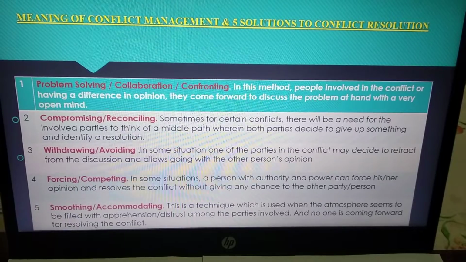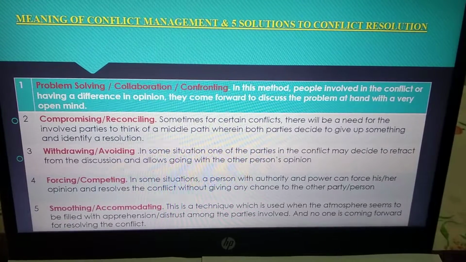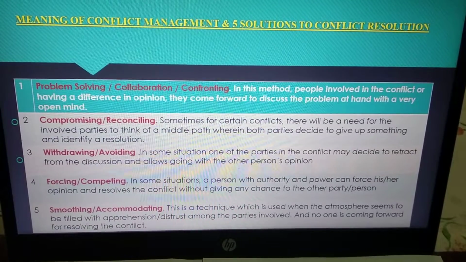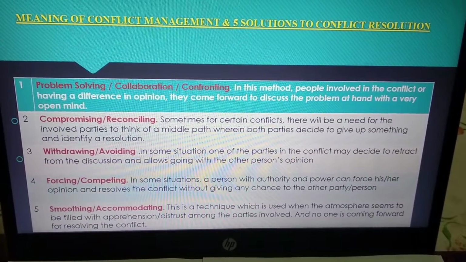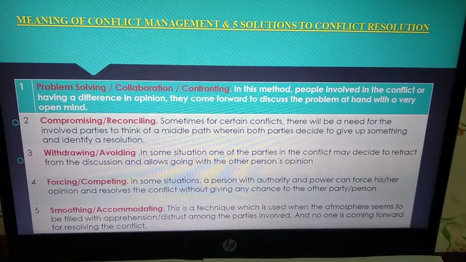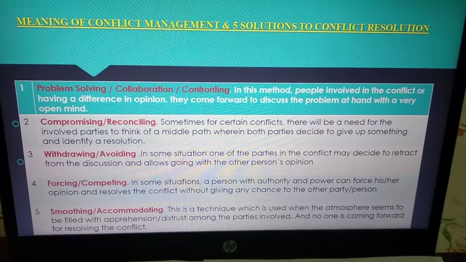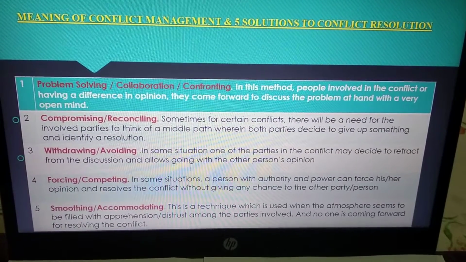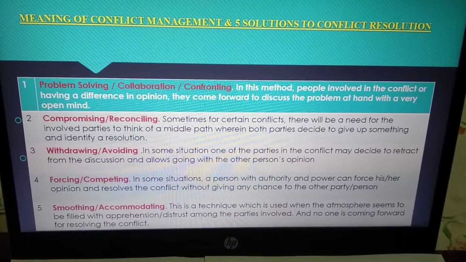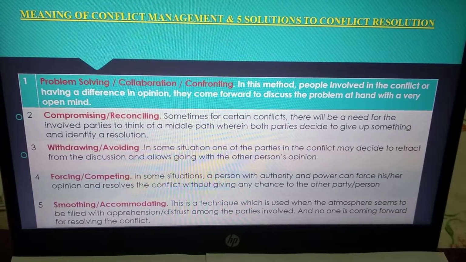The idea behind these 5 ways of solving conflict, or 5 solutions to conflict resolution, is how you are taking the problem, how you are reacting or responding to the problem. That is very important. When any kind of problem is there, when any kind of conflict is there, how you respond to it, how you react to it, that is the most important thing. And after doing that, what is the outcome of it?